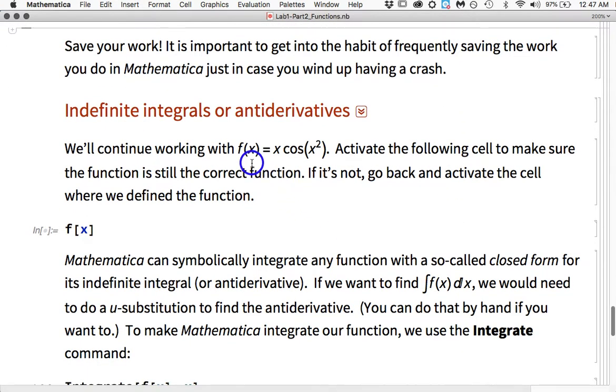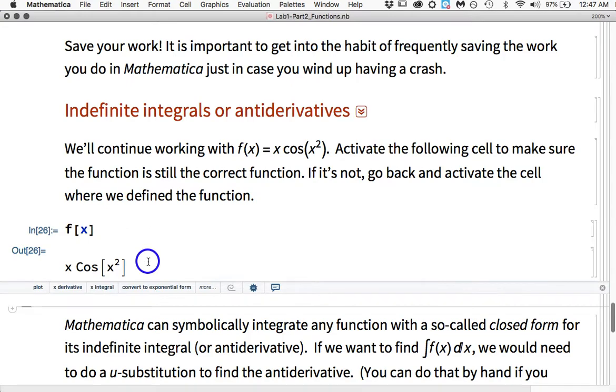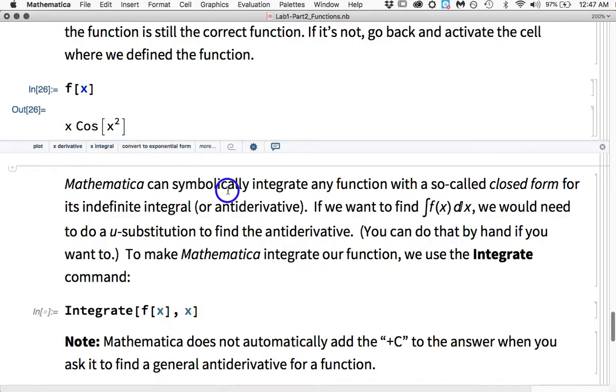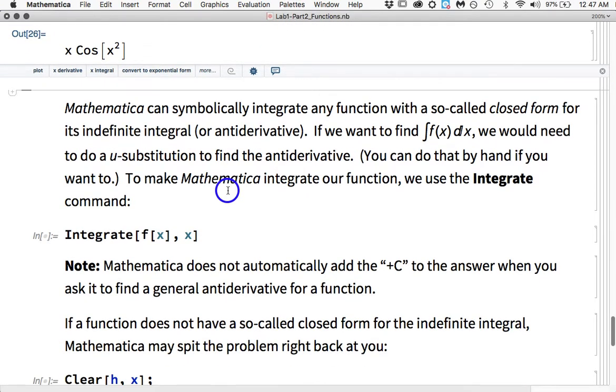Well, we're going to continue looking at f of x equals x times cosine of x squared. So I'll make sure that my function hasn't changed. All right, it hasn't changed. Now, Mathematica has a very powerful integration command. It knows all of the rules about integrating and can apply them repeatedly, and it has a bunch of special kinds of formulas inside its integration package. Basically, if there is a so-called closed form for the antiderivative of a function, Mathematica can integrate it.